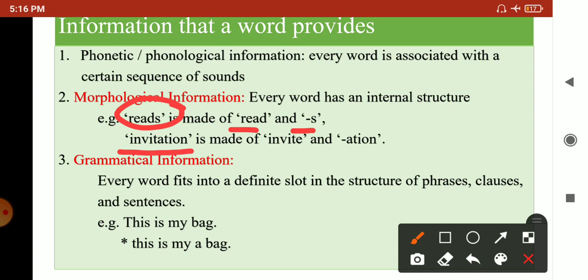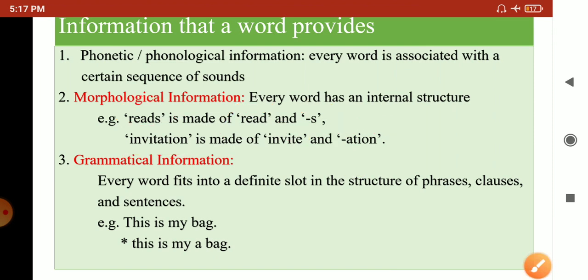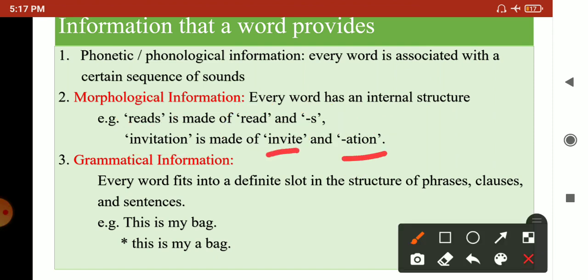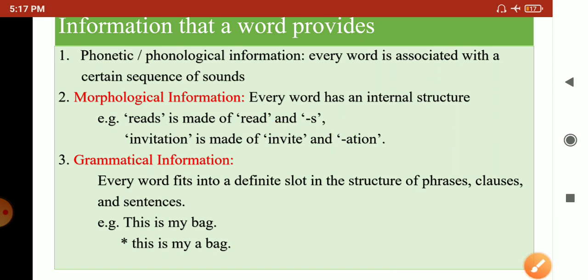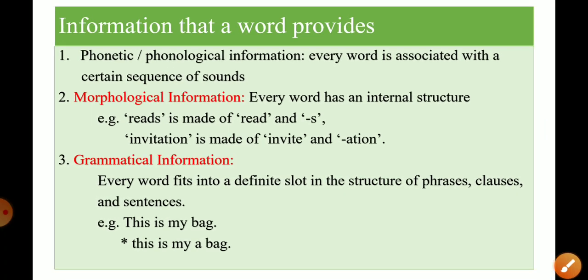Similarly, invitation is made up of invite and ation. So these are the parts of a word. Invitation is a word, but it has two parts, invite and ation. Thus, invite is the root word and ation is attached to the root word. Similarly, read is the root form, and s is attached to read. Thus, you get the word reads. So, every word has internal structure in it, and sometimes we know it, sometimes we have to find it out.